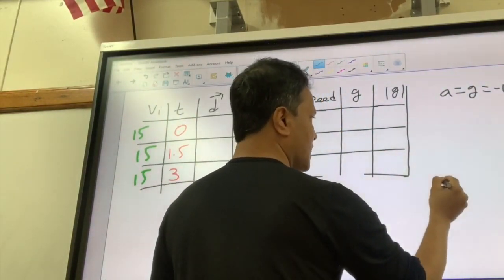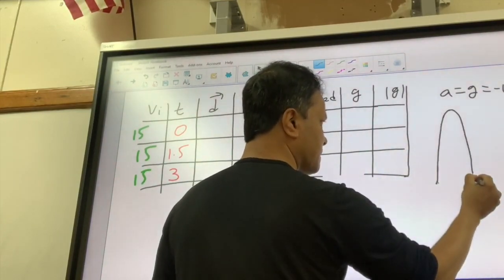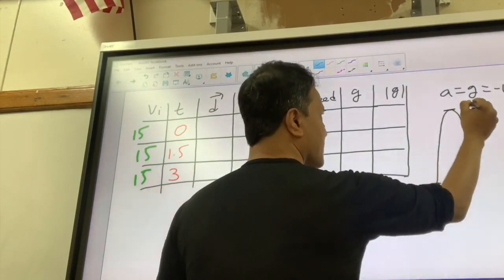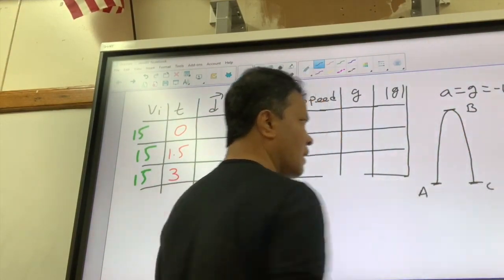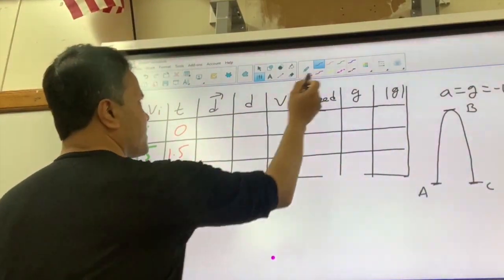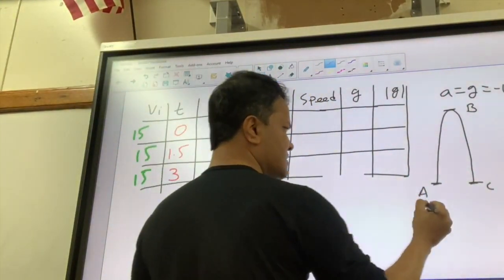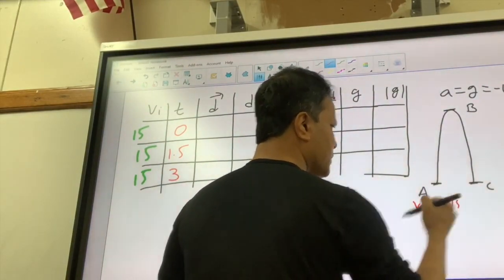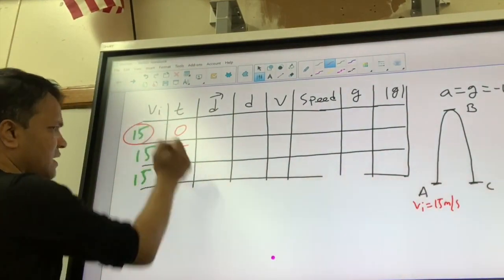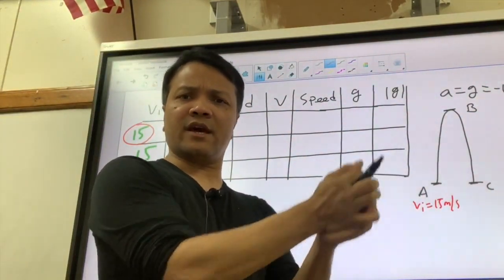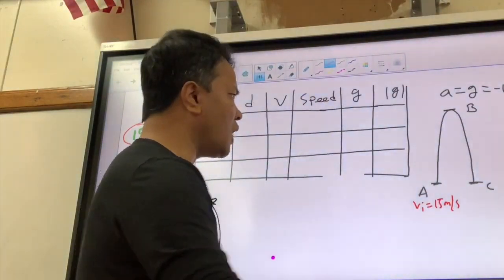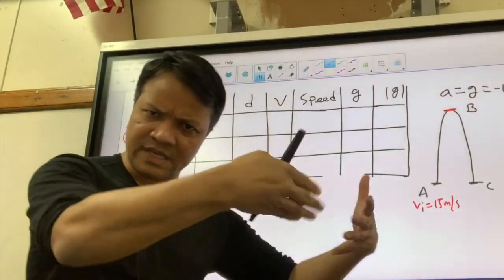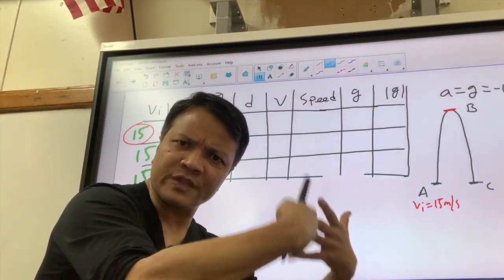So I throw the ball in the air. Let's say this is location A, this is location B, and this is location C. Pay special attention to what happened over here. At location A, initial velocity is 15 meters per second. I throw the ball in the air with that much velocity, and the ball eventually goes up and stops over here because it fights with acceleration due to gravity.